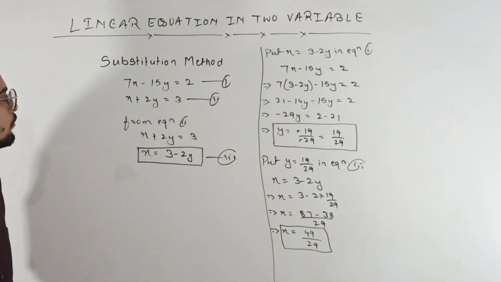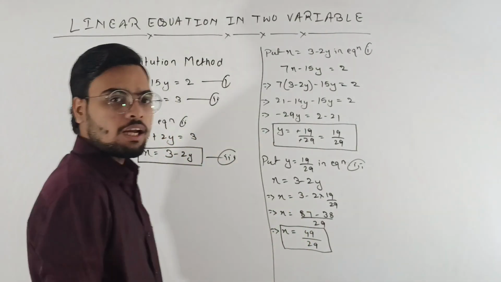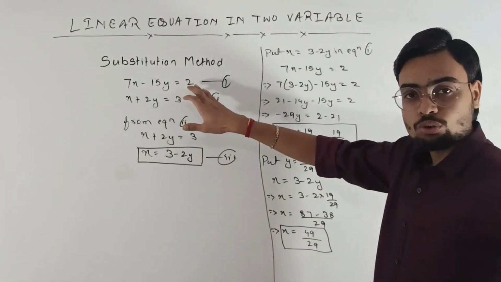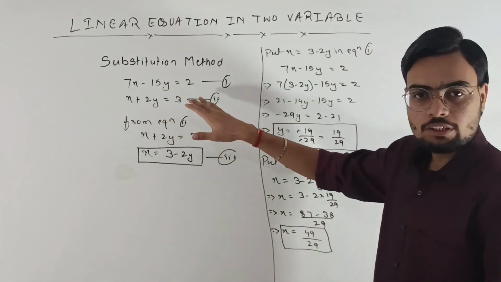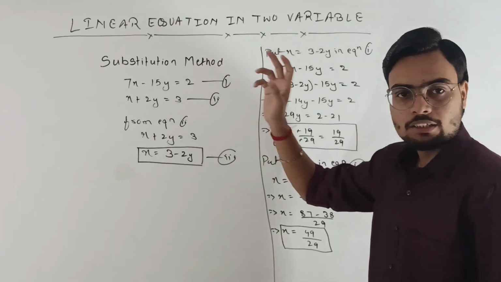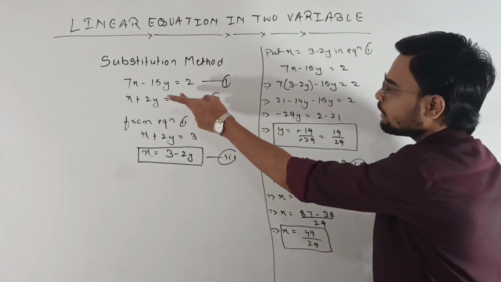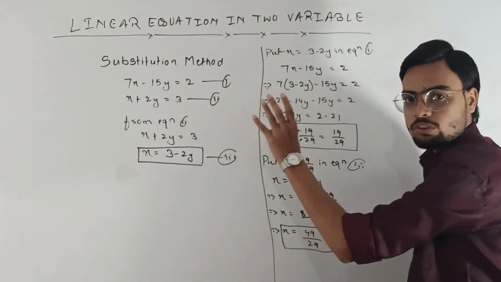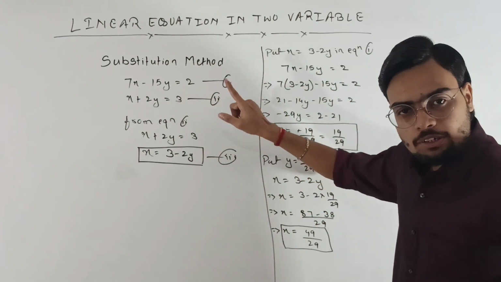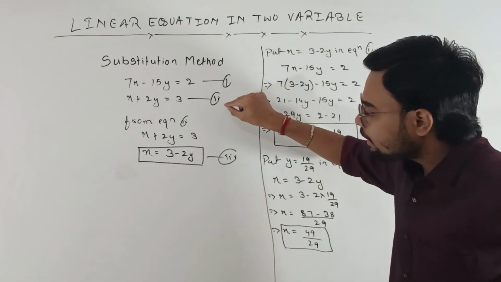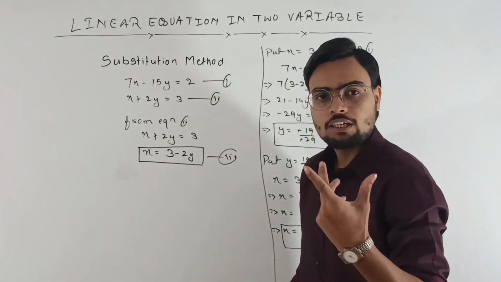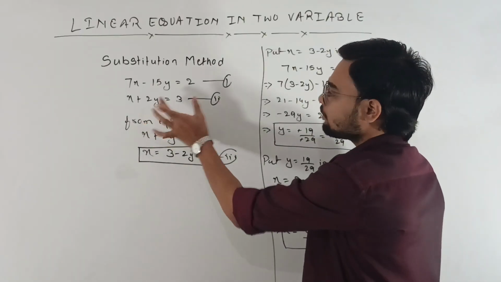Understood? Let's see once more. I have a pair of equations, that is 7x - 15y = 2 and x + 2y = 3. We have to solve this for x and y by using the substitution method. So first, I assume this is my equation 1 and this is my equation 2. Now after assuming this, I pick any one equation, either 1 or 2, and write one variable in terms of the other. So for this, I pick equation number 2.